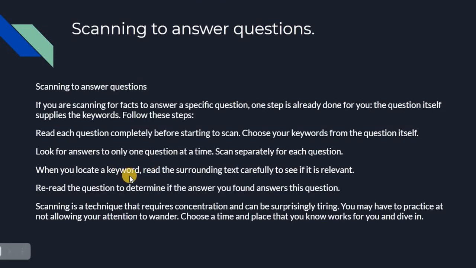When you locate a keyword, read the surrounding text carefully to see if it is relevant, because it might help you with the second question. So when you locate a keyword, read the surrounding text carefully to see if it is relevant. Reread the question to determine if the answer you found answers this question. So again, you need to review. You need to review the question.